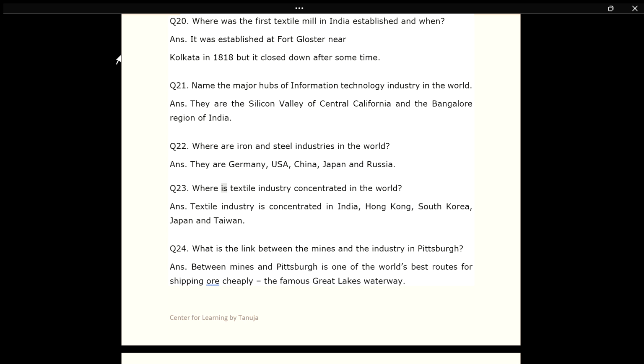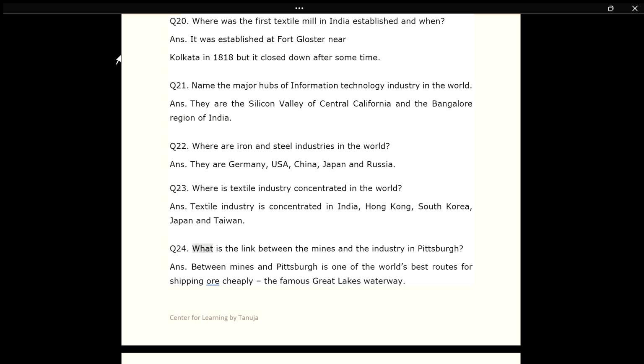Q23. Where is the textile industry concentrated in the world? Ans. Textile industry is concentrated in India, Hong Kong, South Korea, Japan and Taiwan.